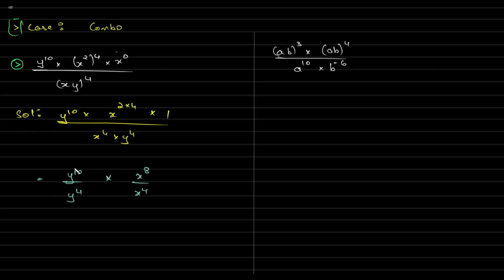So same base, things are getting divided. So y to the power of 10 minus 4 into x to the power of 8 minus 4. So this is y to the power of 6 into x to the power of 4. Quite simple, right? Again, pause and try before I try.